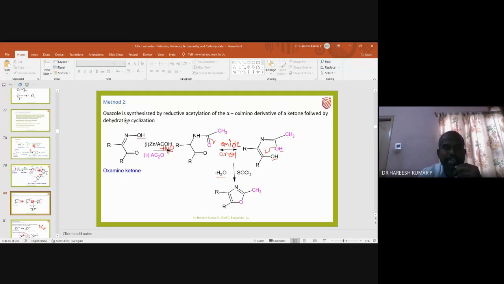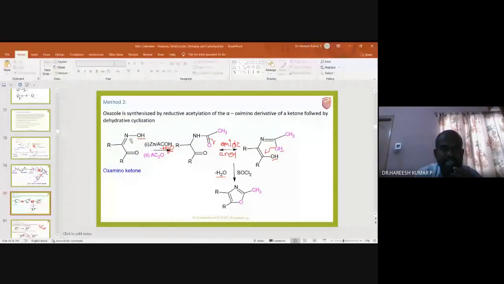So next slide, I am taking method 2. So method 2 of synthesis or the preparation of oxazole. Okay, oxazole is synthesized by reductive acylation. So what is reductive acylation? I think you are aware about the reduction. Okay, so reduction of electrons.